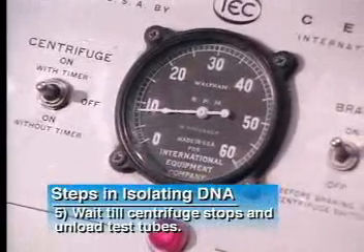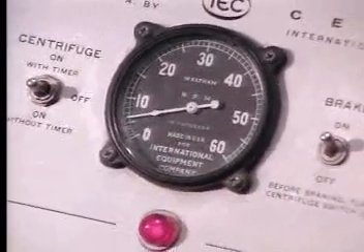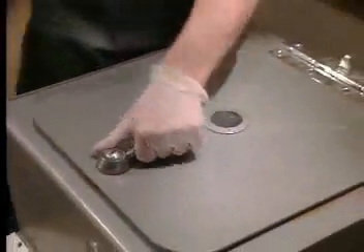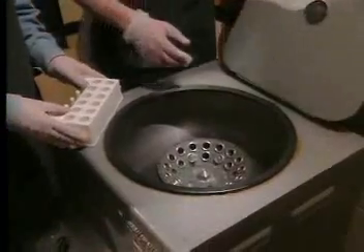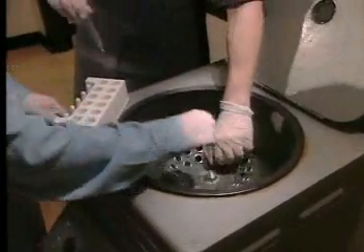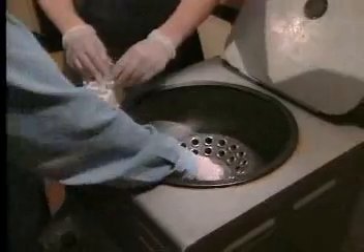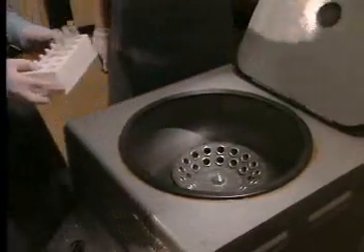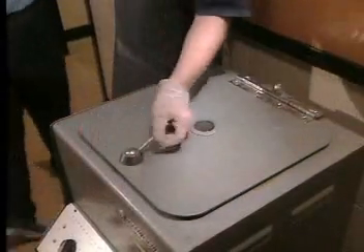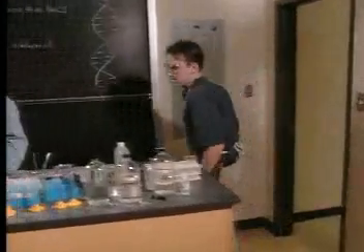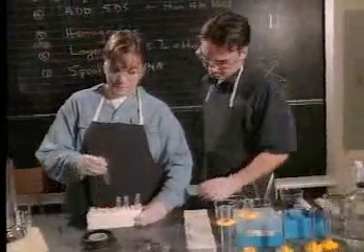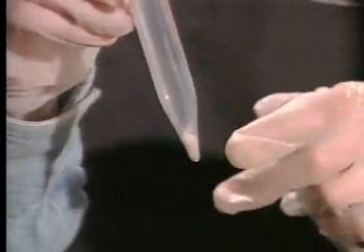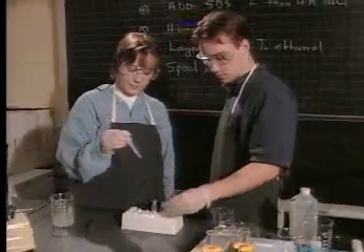Just wait until it's stopped completely. Okay, let's get these out. Take them back to the bench. The calf thymus cells have come out of solution. We're going to throw out the liquid part and keep the cells. That's where the DNA is.